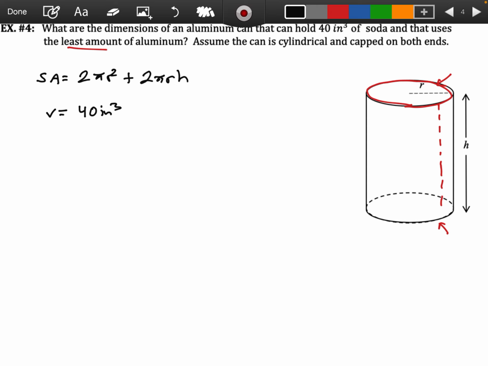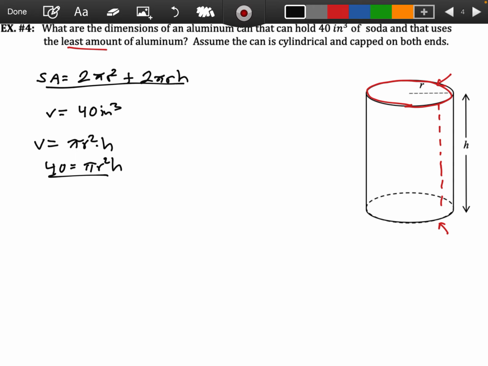Well, what is the volume? Do we have a volume formula? What would be the volume? Well, isn't that just the area of the base times height, right? So the volume formula is just going to be our base, pi r squared, times height, and we know that's equal to 40 inches squared. Okay. And we have another formula, surface area. So we have this formula and we have this one.